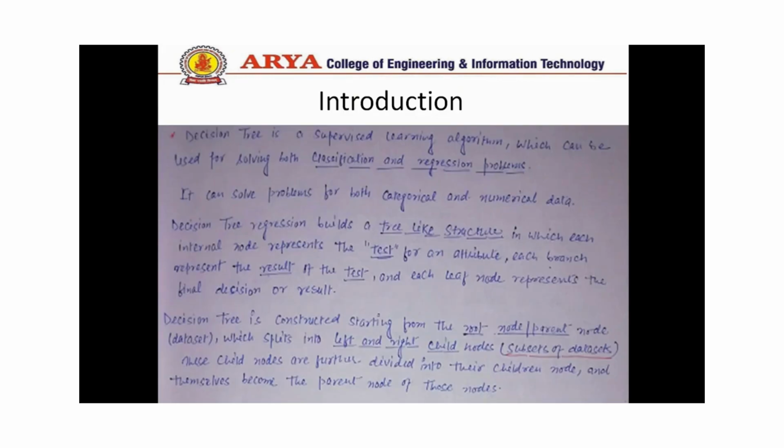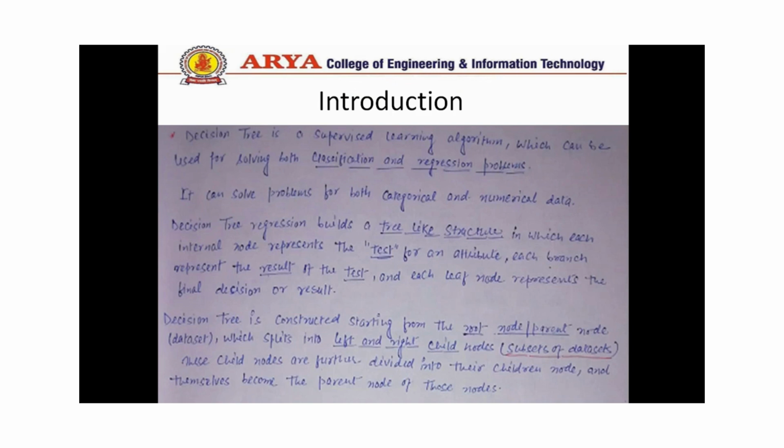This is Vivek. Today we will discuss decision trees in supervised learning, that is the second chapter of machine learning. So, decision tree is a supervised learning algorithm which can be used for solving both classification and regression problems.